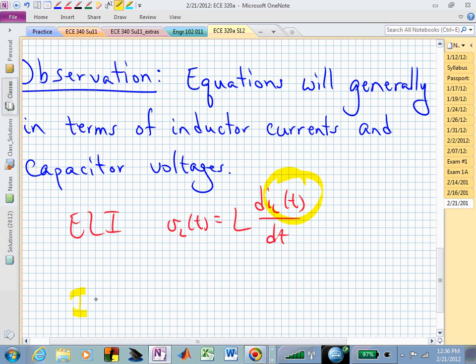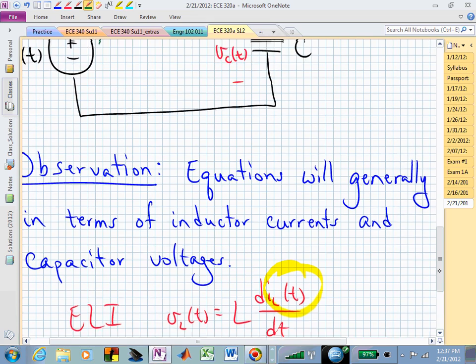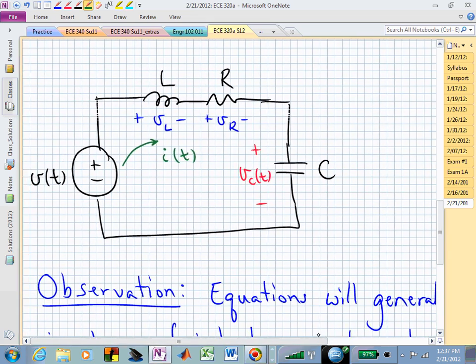Similarly, if we had ICE, that tells us that our capacitor current, i_C(t), is C dv_C(t)/dt. And that's one way that you could possibly remember what to focus on when writing governing differential equations in RLC type circuits. We want to now write the equations in terms of inductor currents and capacitor voltages. If that's the case, here is our circuit, and what we naturally might want to do is say, oh, that looks like a mesh.